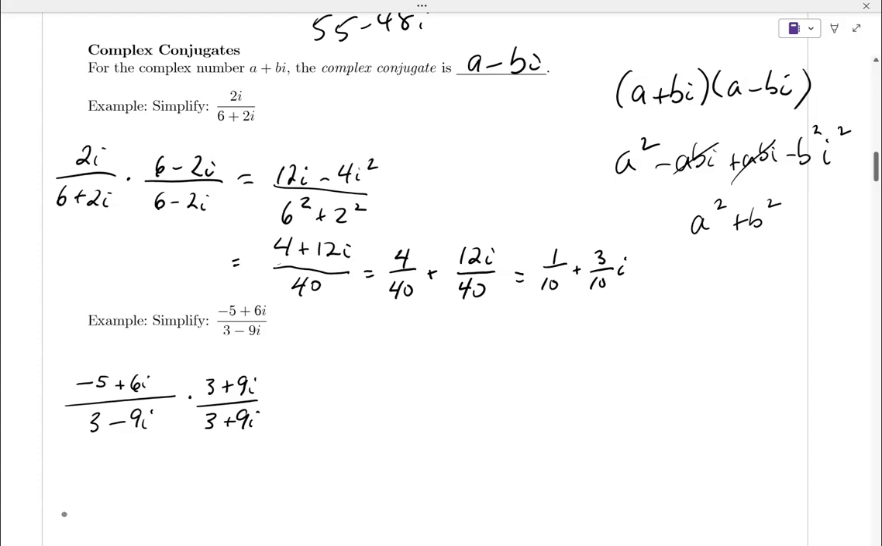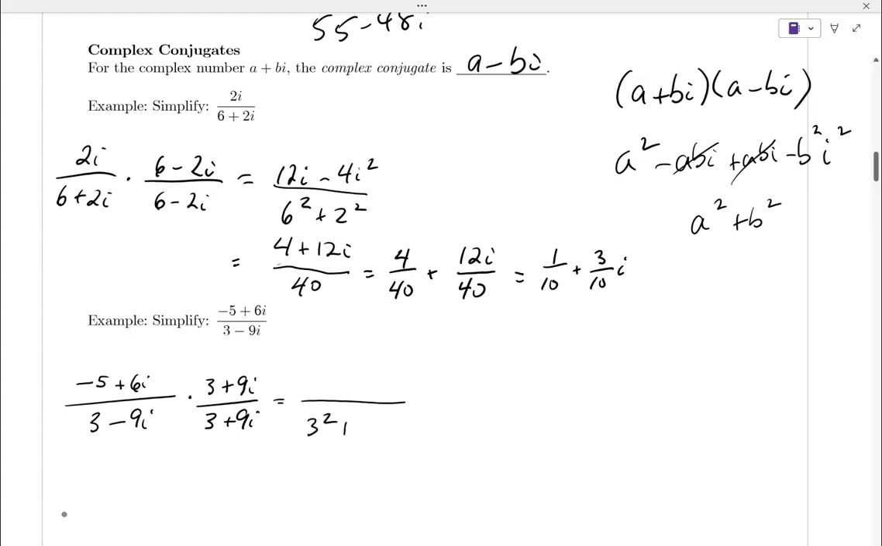Again, the complex conjugate, literally just take the sign on the imaginary part and flip it. Don't touch the real part, just the imaginary part. And again, the reason why we do that is because it makes the denominator a real number. The imaginary goes away. What do we get on bottom when you multiply out those two complex conjugates?